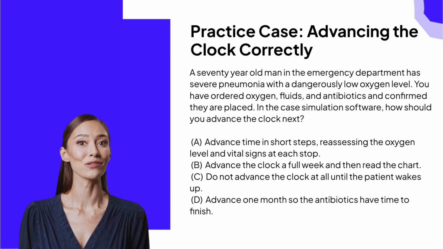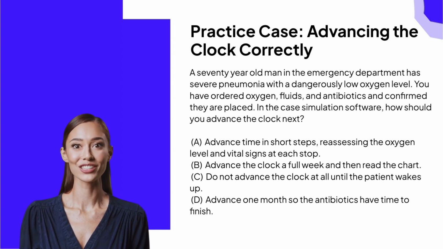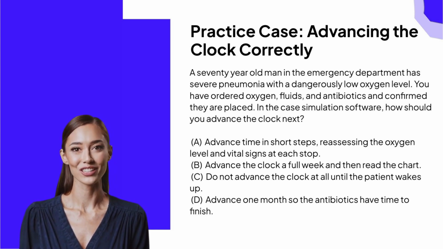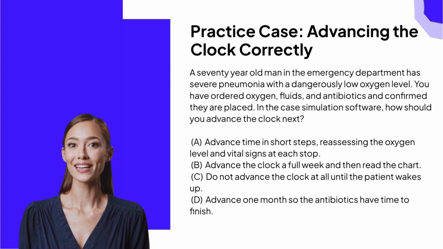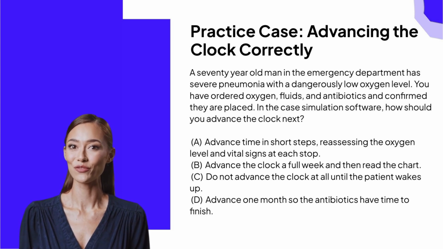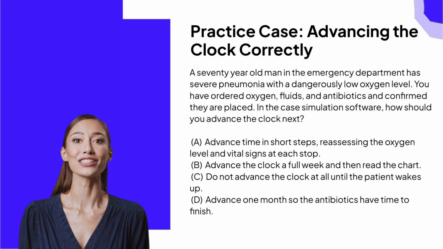Here is our third simulated case, and it is all about advancing the clock correctly. A 70-year-old man in the emergency department has severe pneumonia with a dangerously low oxygen level. You have already ordered oxygen, fluids, and antibiotics, and you have confirmed they are placed. The question asks how you should advance the clock next. Think about how sick he is and how far it is safe to move time forward. Choose your answer and we will reason through each option on the next slide.